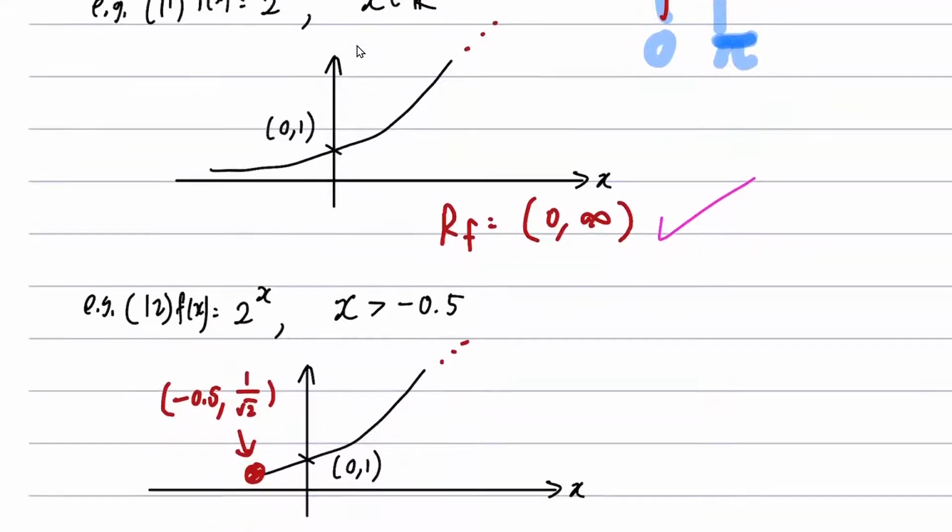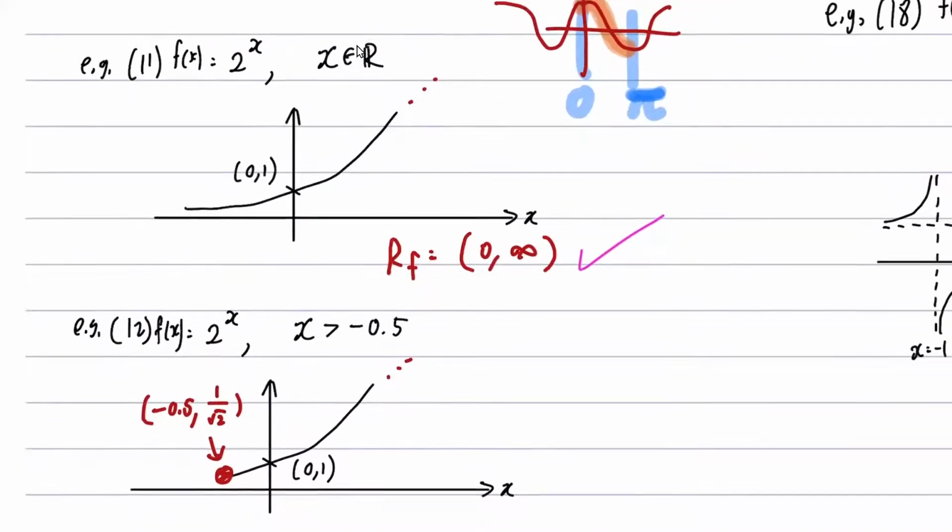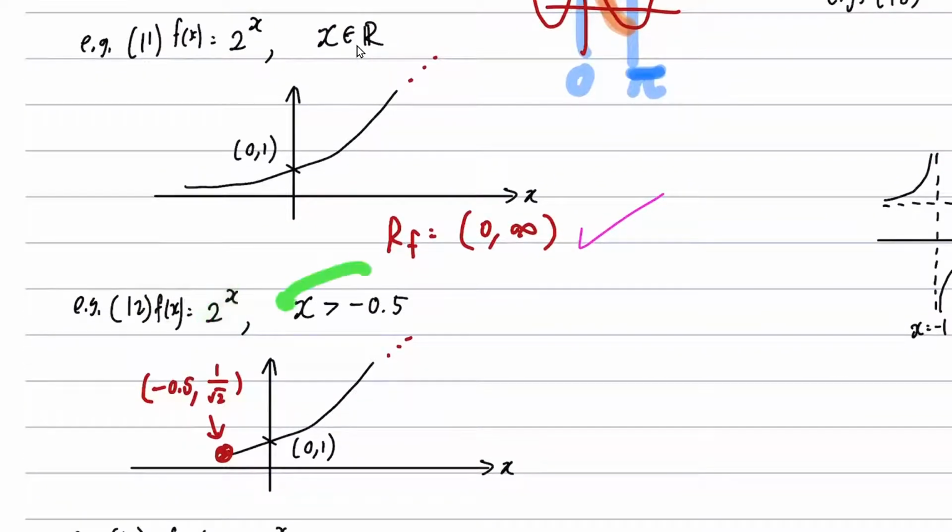Okay. Let's try example 12 now, the same function 2 power x, but x is more than or equal to negative 0.5. So I drew the graph for you. Negative 0.5 and 1 over square root 2. I meant to put an equal sign here. Then it's the same as the previous one, just that the left hand side is a square bracket 1 over square root 2, comma infinity round bracket. Okay, good.